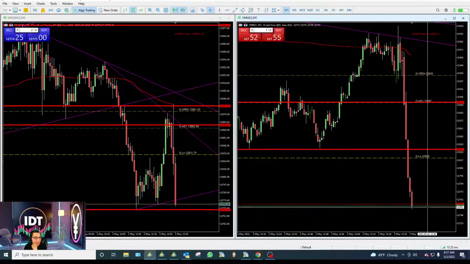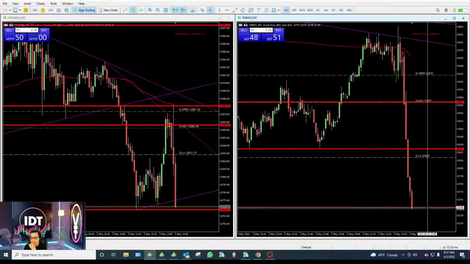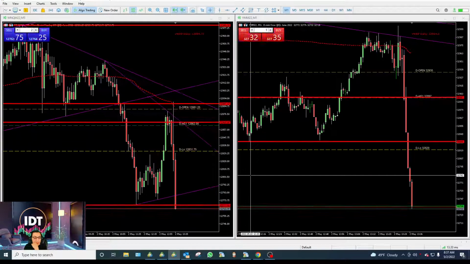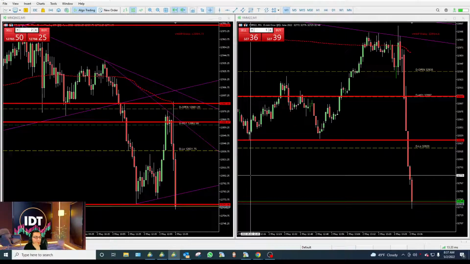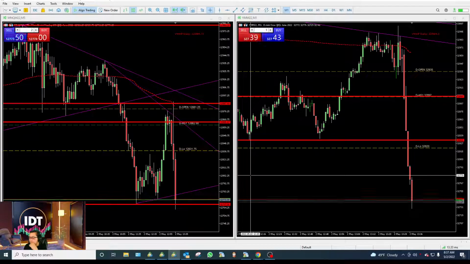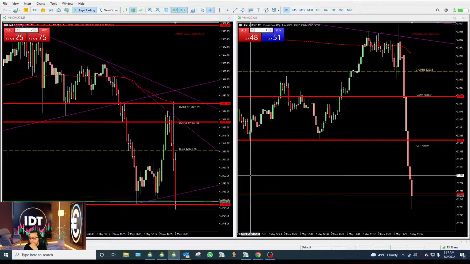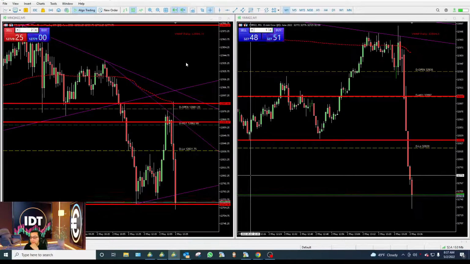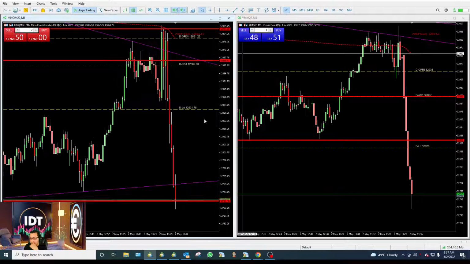Big flush on the Dow. Too bad. 13 points on the Dow, 11 points on the Nasdaq today. That's what we booked. Taking a pause there. Overnight lows. We're going to go ahead and switch to the 1 minute on the Nasdaq.